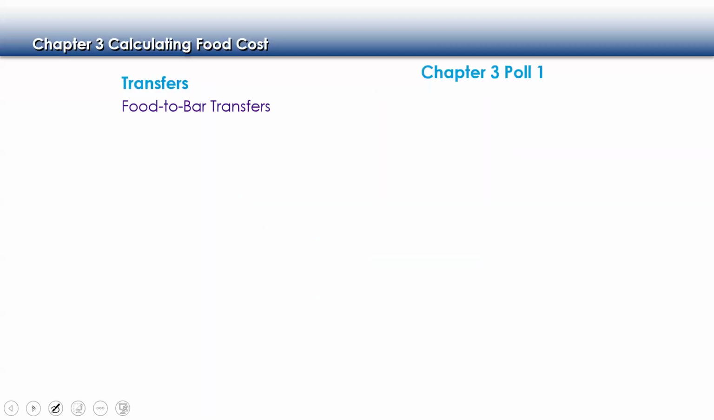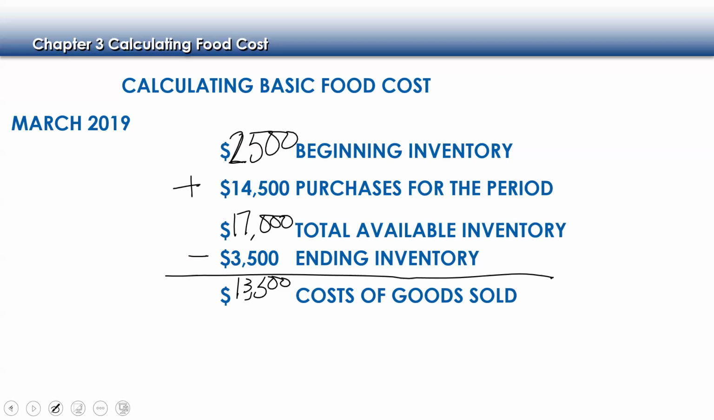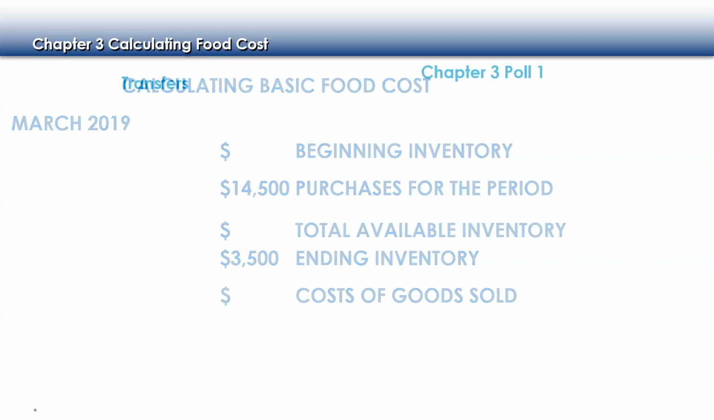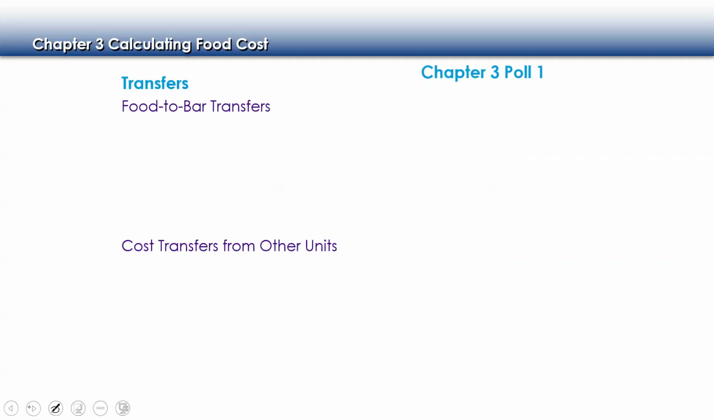All right. When we talk about transfers, this example right here is basically how we figure out the overall cost of food sold, okay? Cost of goods sold. If we wanted to be extremely accurate, and it's completely up to you as a business owner, if you really want to know what your beverage cost is and your food cost is, you have to do transfers. What do I mean by transfers?